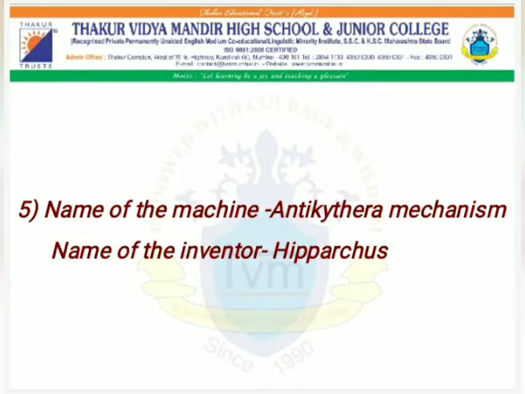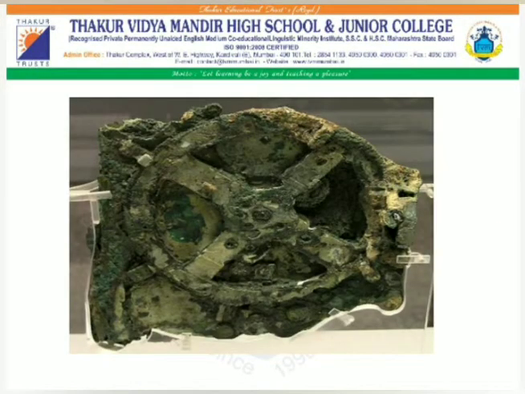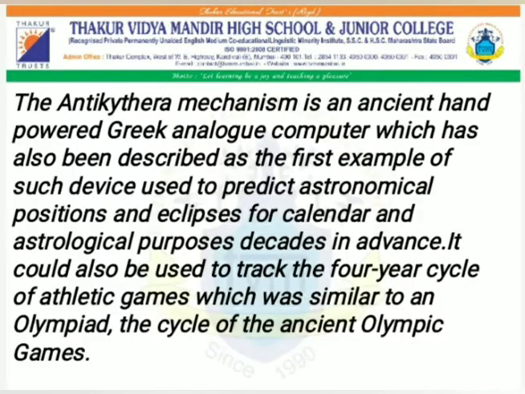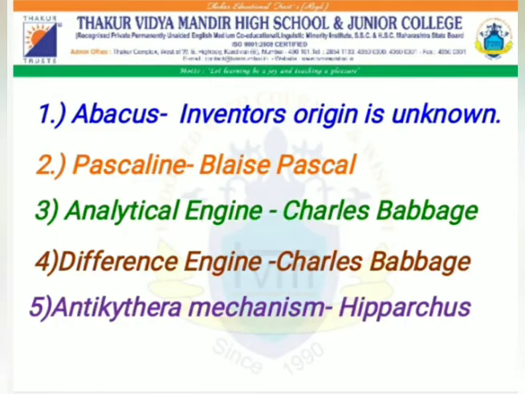Moving on to the last and the most different machine of all that we have learnt, the Antikythera machine, invented by Mr. Hipparchus. Now this machine, like its name, is very different, because it is not used like a normal calculator for calculating addition, subtraction, multiplication or division. Rather, it is used to calculate the positions of the stars and the planets in the solar system. It was used to predict astronomical positions and eclipses for calendar purposes. It was also one of the very ancient hand-powered Greek analog computers, which has been described as the very first example of its kind of device.